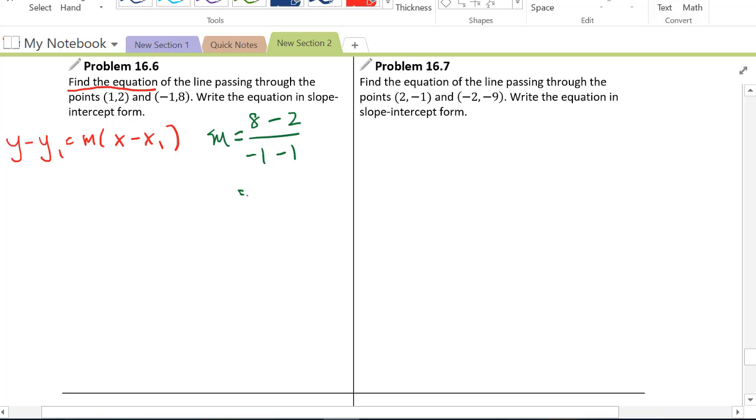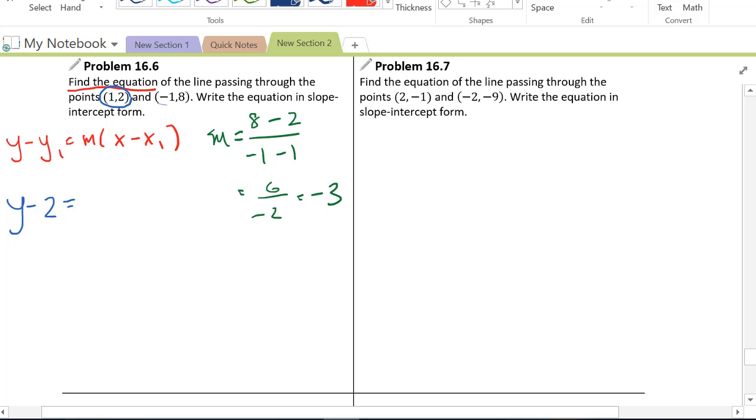And let's break that out. That'll give us a 6 divided by negative 2, right, which gives us negative 3. So we have a slope of negative 3. So now we plug everything into the formula. So we're going to get y minus, what's y1? We can use this one if you want for y1. So that's going to be 2. But again, it doesn't matter which one you use, right? You can use 1, 2, or you can use negative 1, 8.